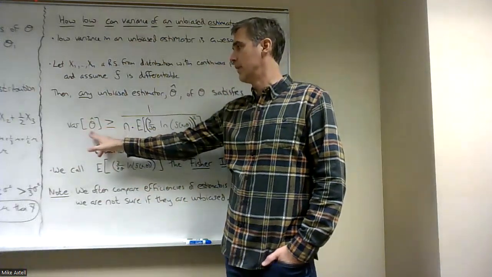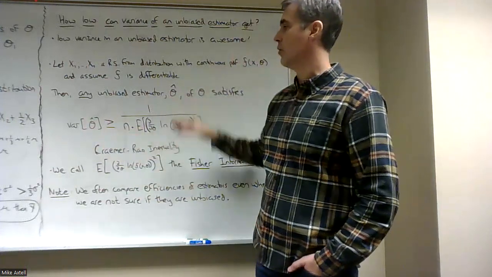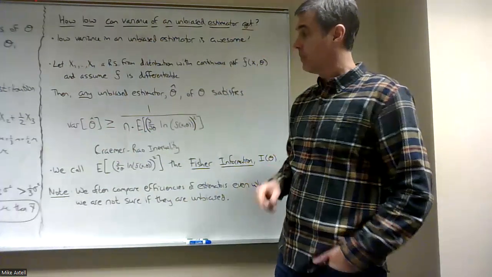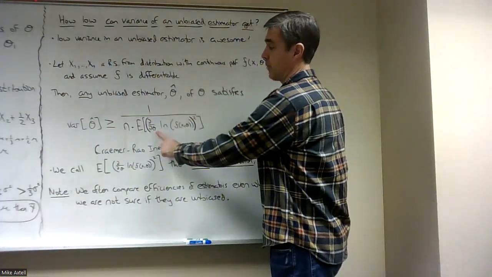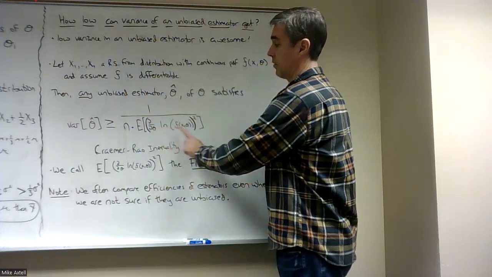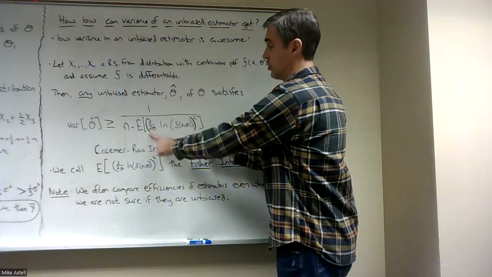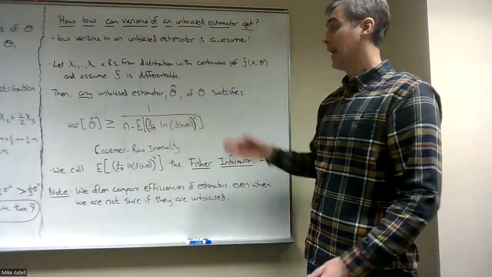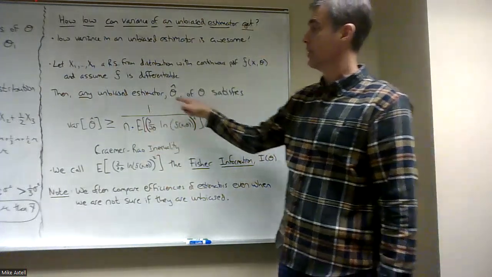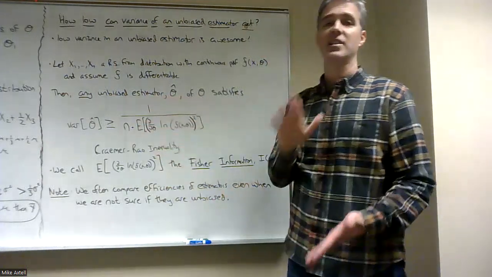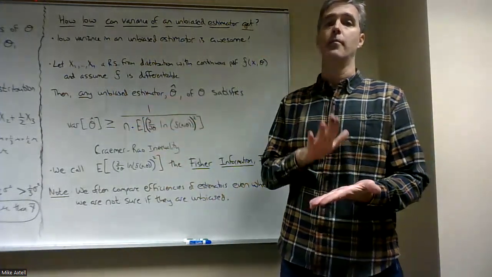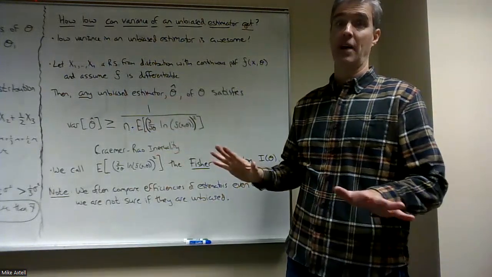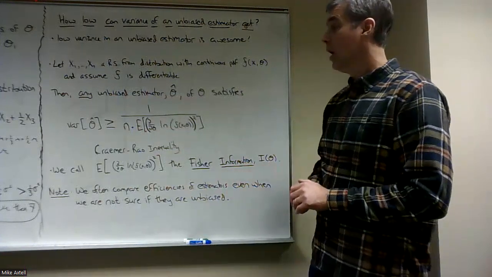The variance of my unbiased estimator is greater than or equal to 1 over n times the expected value of the partial derivative with respect to theta of the natural log of the PDF, that partial derivative squared. That's called the Cramer-Rao inequality. The quantity on the right, this fraction, is as low a variance as an unbiased estimator can possibly have. If you find one that's pretty close to that, stop looking. You're about as good as you can get.